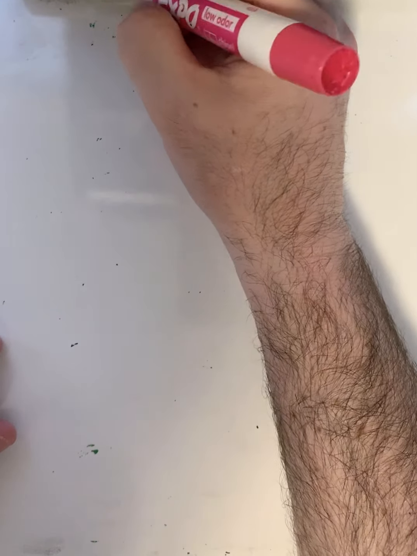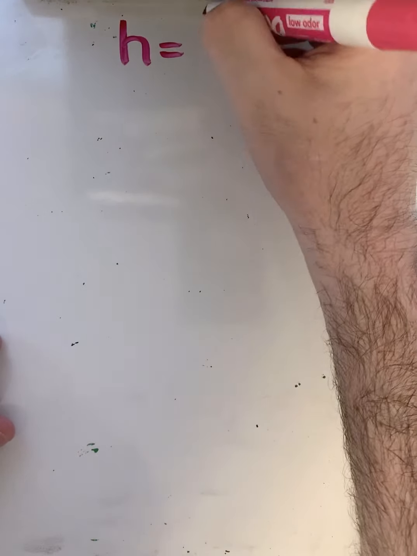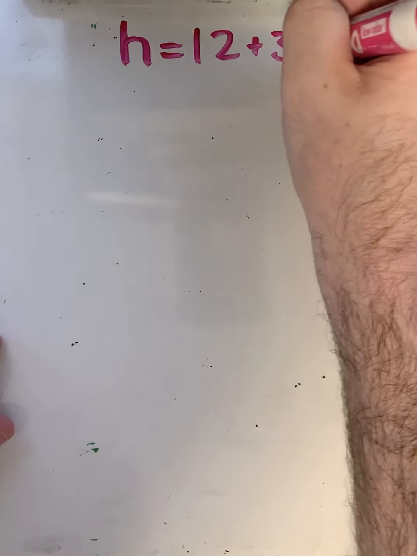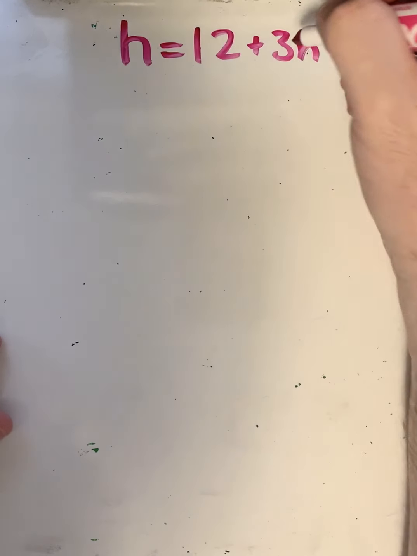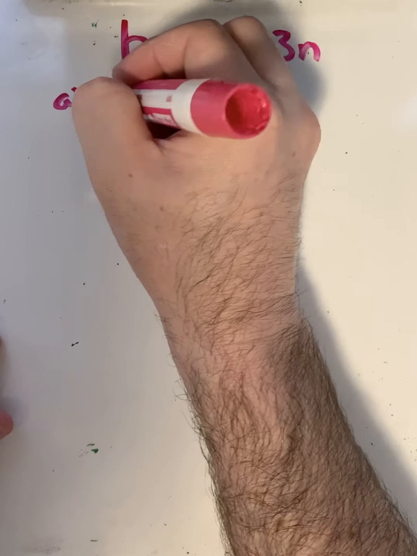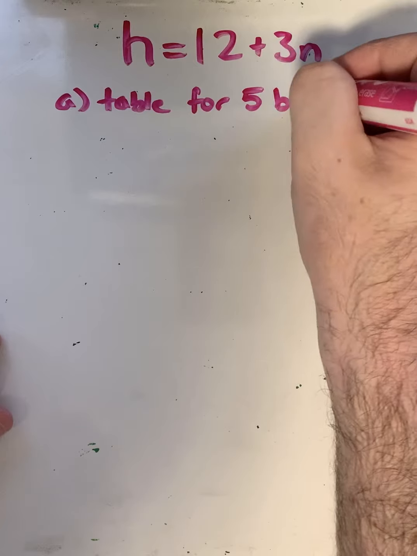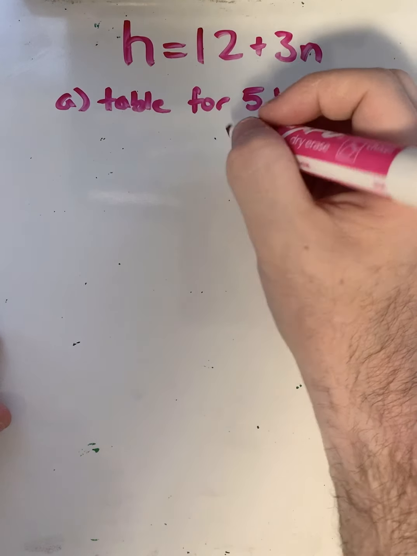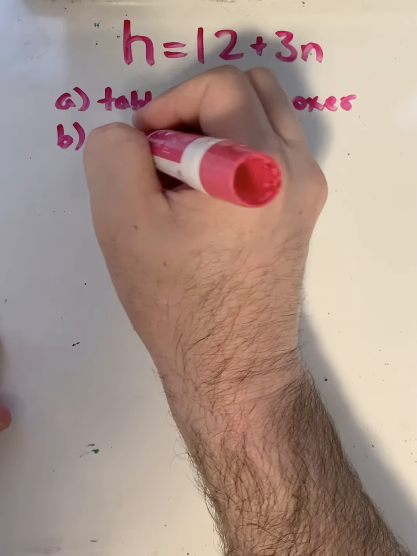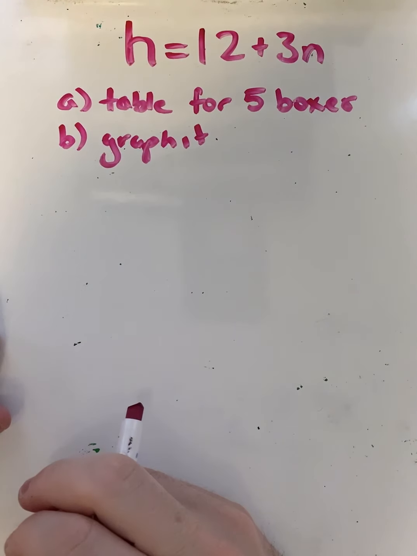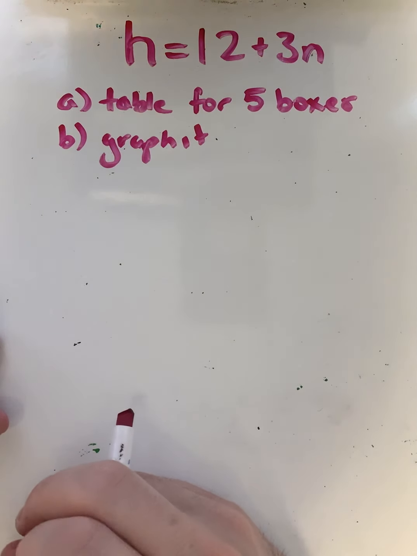Let's do another one though, just to keep testing us. Here I gave it from a chart. This time I'm going to give it to you from the actual equation. So the height equals 12 plus 3n. I want you to complete a table for 5 boxes, and then I want you to graph it, because I'm not going to make you do the algebraic expression since it's already there. So I want you to find me a table for the first 5 boxes stacked on top of each other, maybe stacking cubes or stacking boxes.